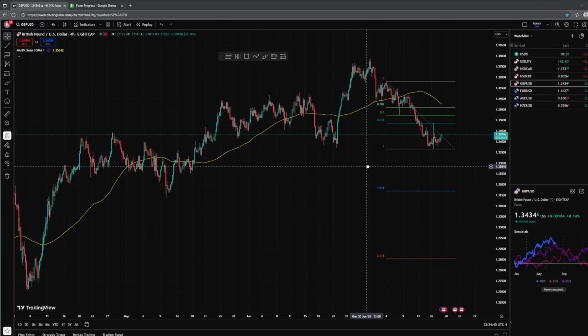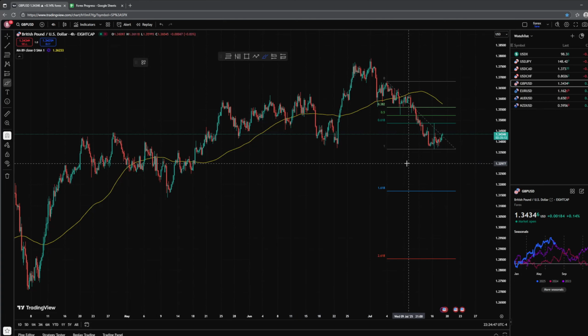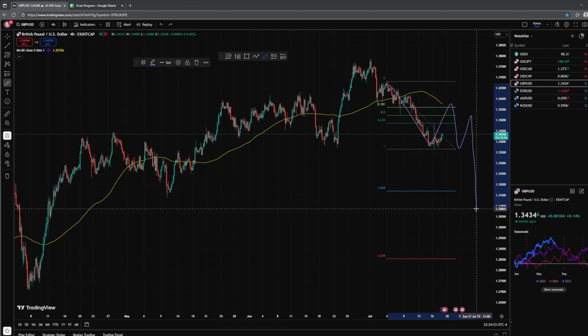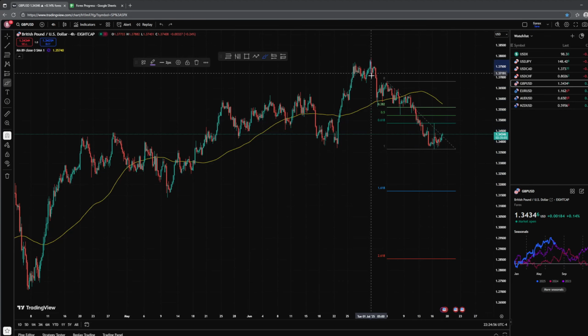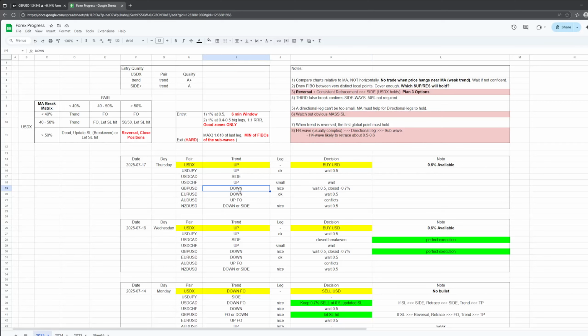Pound USD. Here the market is behaving consistently below the yellow moving average line. Trend is down, and the market is expected to go down like this. We have a down leg, retracement, down leg. We have a really nice sized down leg here. Now we just need the market to retrace at least the 50 to 60% zone here. That would be a perfect opportunity to sell pound USD. Until that, we're going to wait. So let's write it down. Pound USD trend is down, leg size is nice, and our decision is to wait for a 50% retracement.